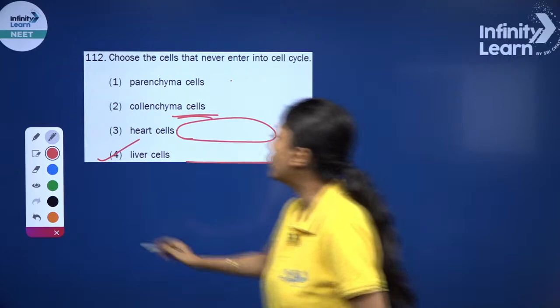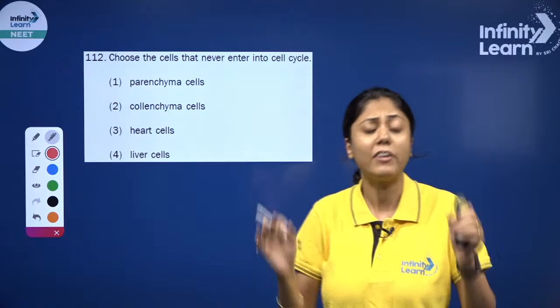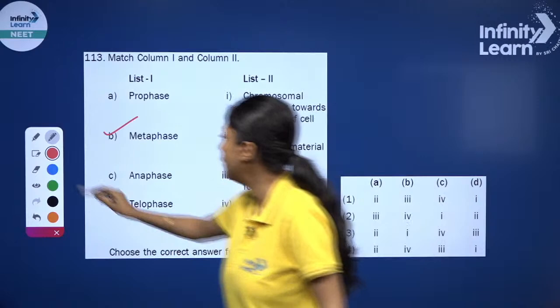Choose the cells that never enter into the cell cycle. Which cells will never enter the cell cycle? Very simple. This is there in your NCERT. You know that the cells of the heart will never enter the cell cycle, right? So it is the heart cells.